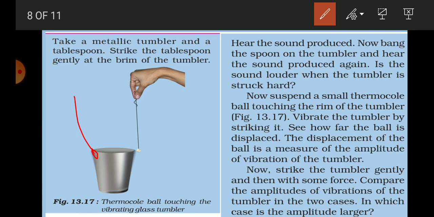And hear the sound produced. Now bang the spoon on the tumbler and hear the sound produced again. Is the sound louder when the tumbler is struck hard?